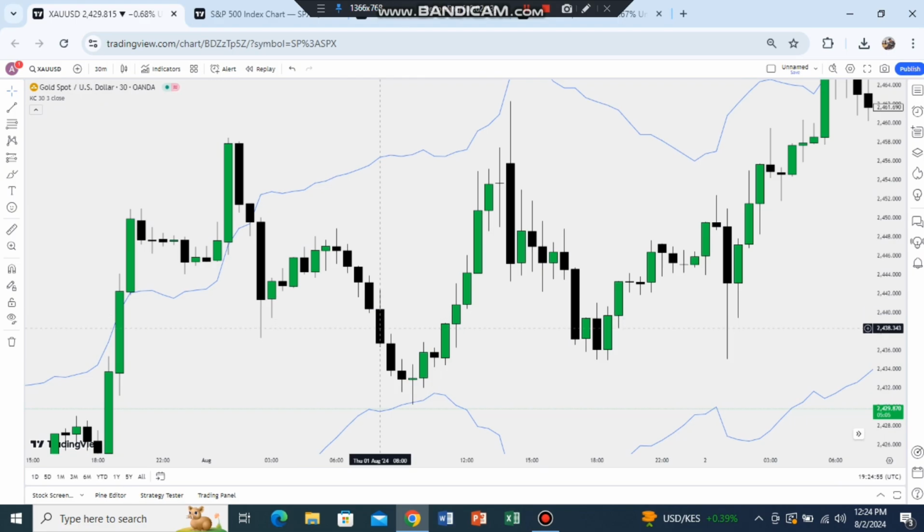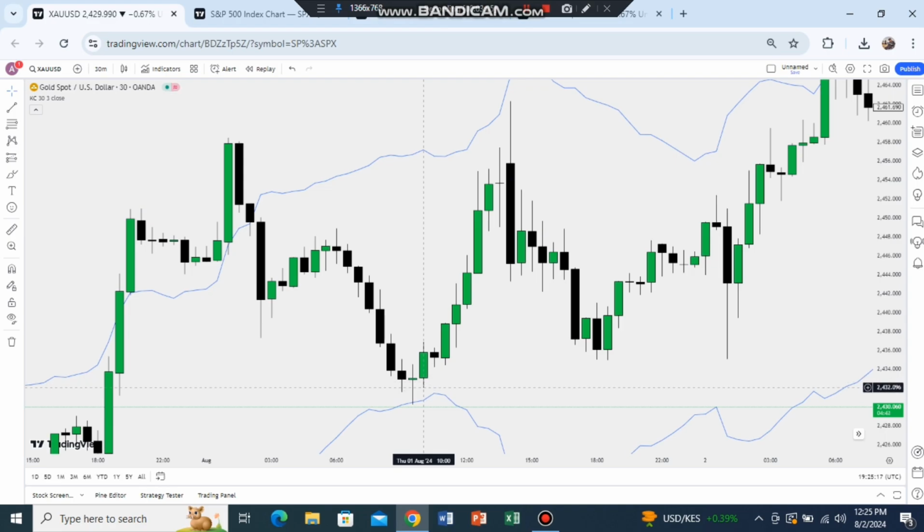So you can see, as I said, the first thing is you have to wait for these candles to touch this indicator, okay? And here you can see this candle touch this area. Okay, so this was the first condition, and our first condition is met, okay? The price has touched this indicator.